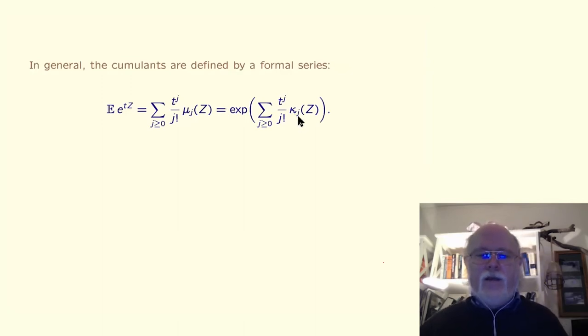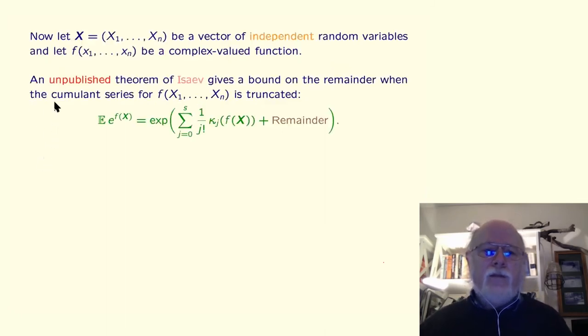Only K0 and K1 are affected if you shift the variable by a constant. So it doesn't really matter if you've got a mean 0 or not. So now let's let X be an n-dimensional random variable, and the components are supposed to be independent. And f is an n-dimensional complex valued function. This word unpublished is in red for you, Misha.